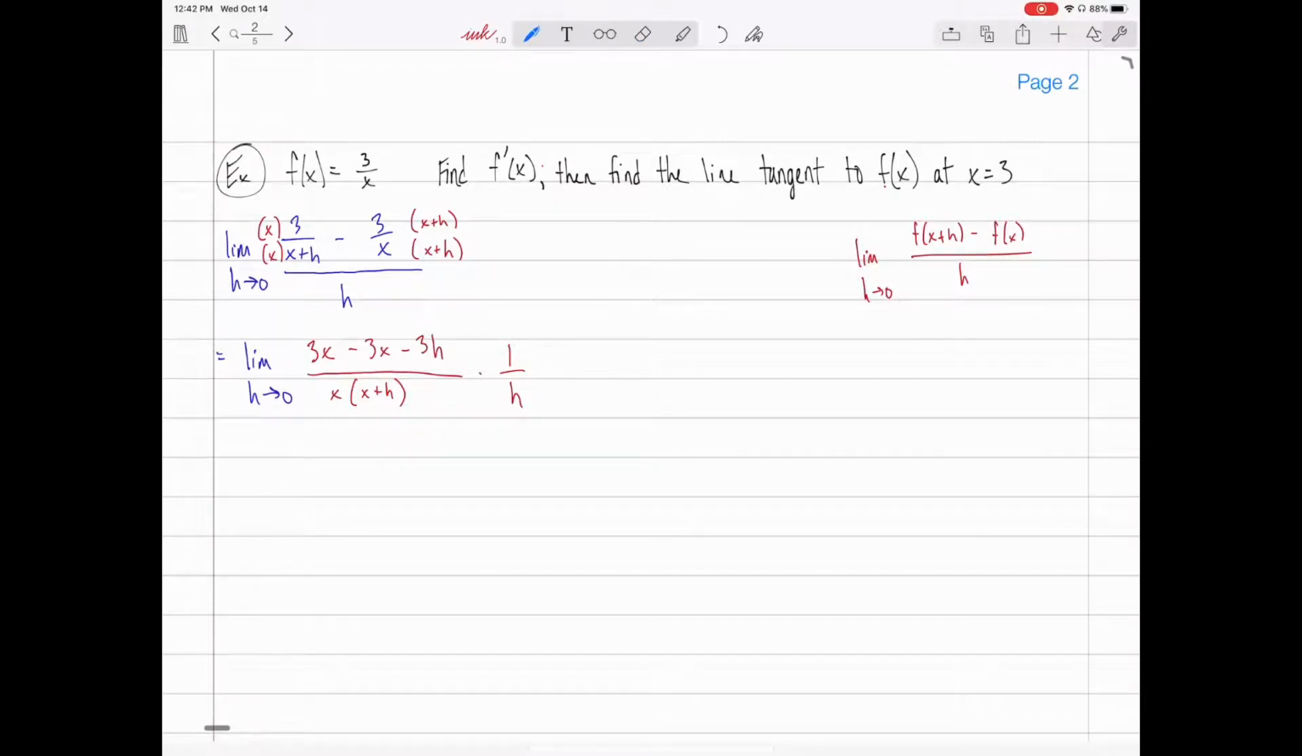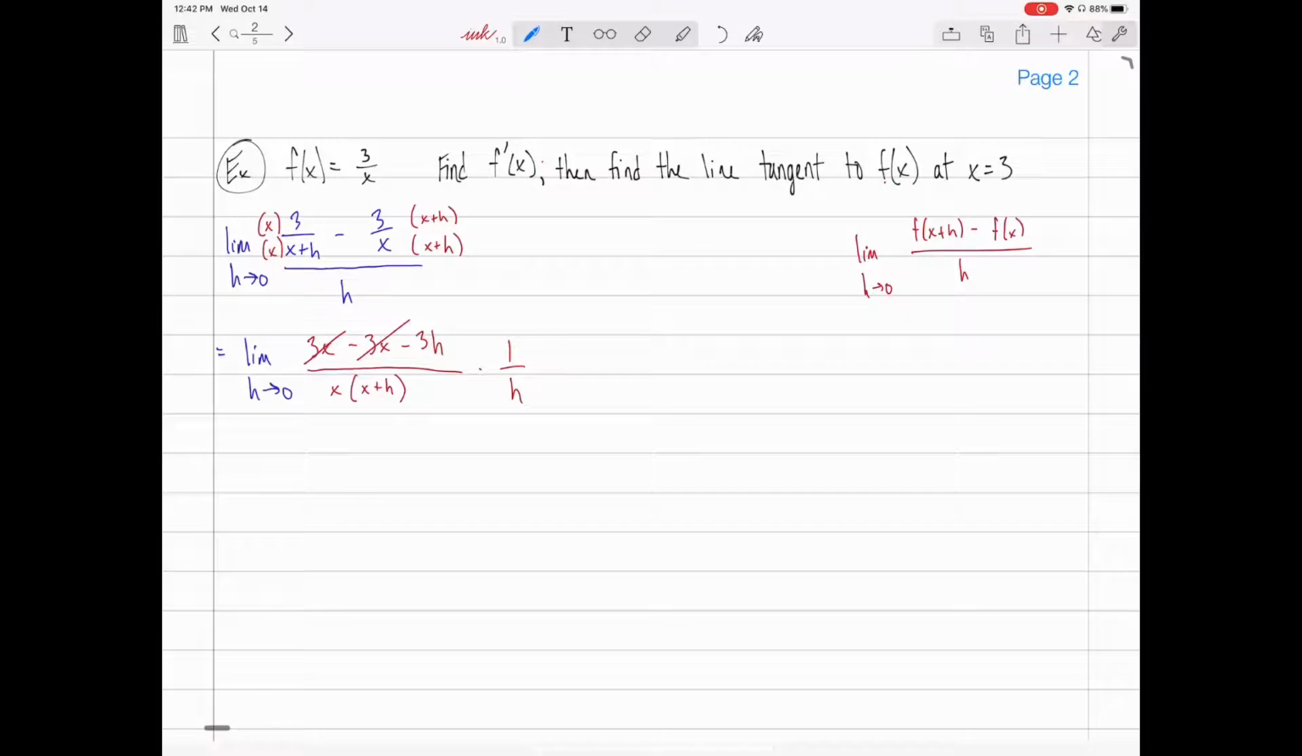Okay, in the numerator, 3x cancels. We also have h as a cancellation. And yeah, that's about it. So if I were to rewrite this as h goes to 0, because I can plug in a 0 now for h, because that's not going to give me a discontinuity or anything like that. So I would have negative 3 over x squared.